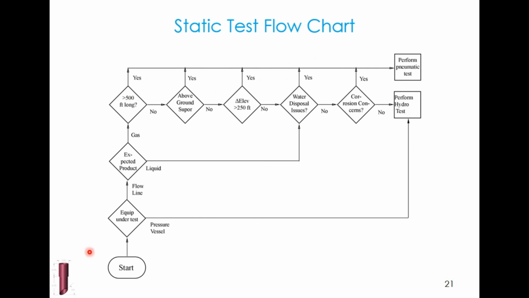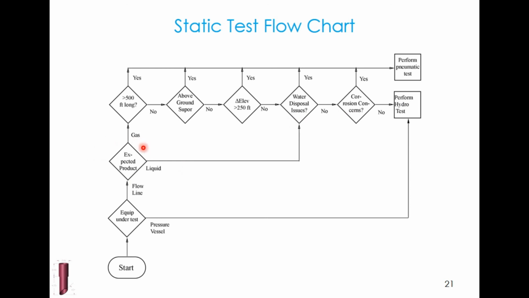Here's a flow chart. If I start down here, then the first question I want to ask is what equipment is under test. If it's a pressure vessel, I'm going to do a hydro. I don't need to go any farther. But if it's a flow line, then if I'm expecting it to be a liquid, I go over here and say, do I have any issues with getting rid of the water? If not, then do I have any corrosion concerns? If not, then I'm going to do a hydro.